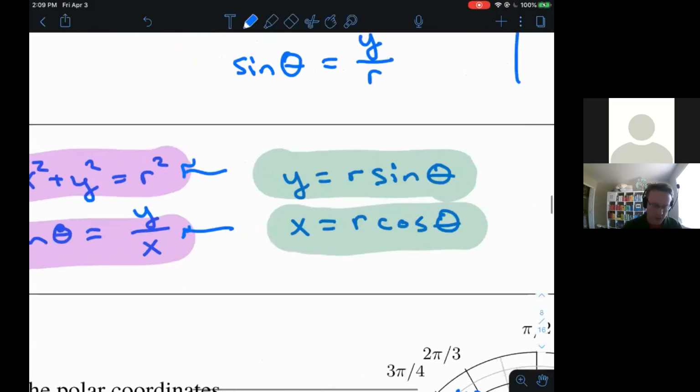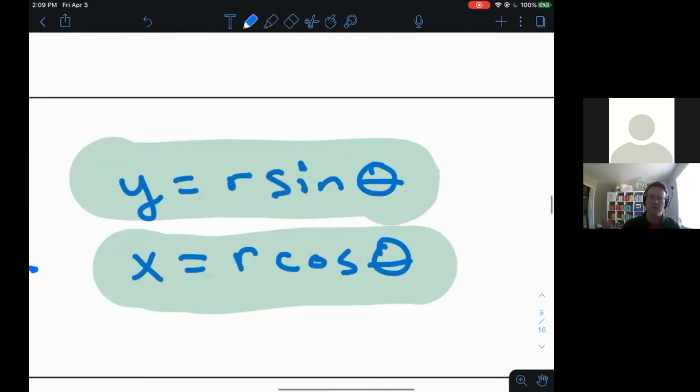On the other hand, if you already have your polar coordinate system and you have an r and a theta, you could plug these in and you could get y and x using these equations here. And these are things that you really don't have to memorize so much.